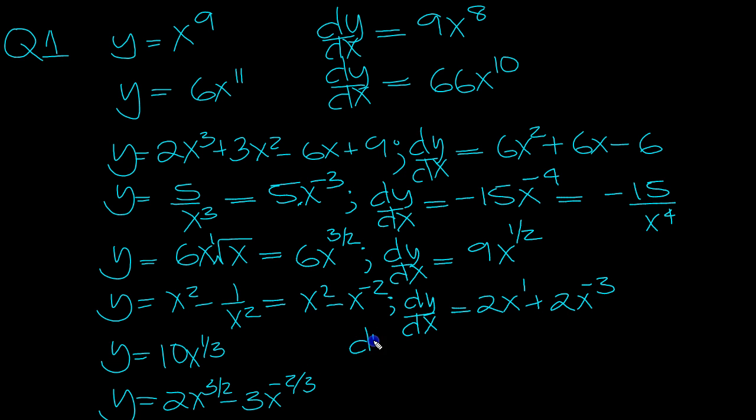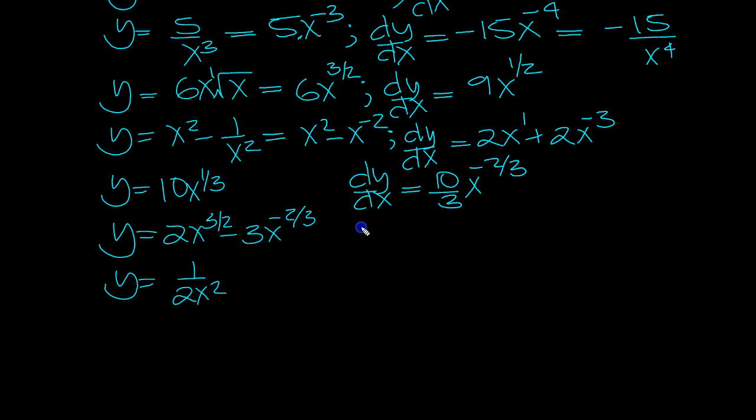This one now. Third comes to be with the 10 to make 10 thirds. X to the 1 less than the third is minus 2 thirds. Okay. This one.